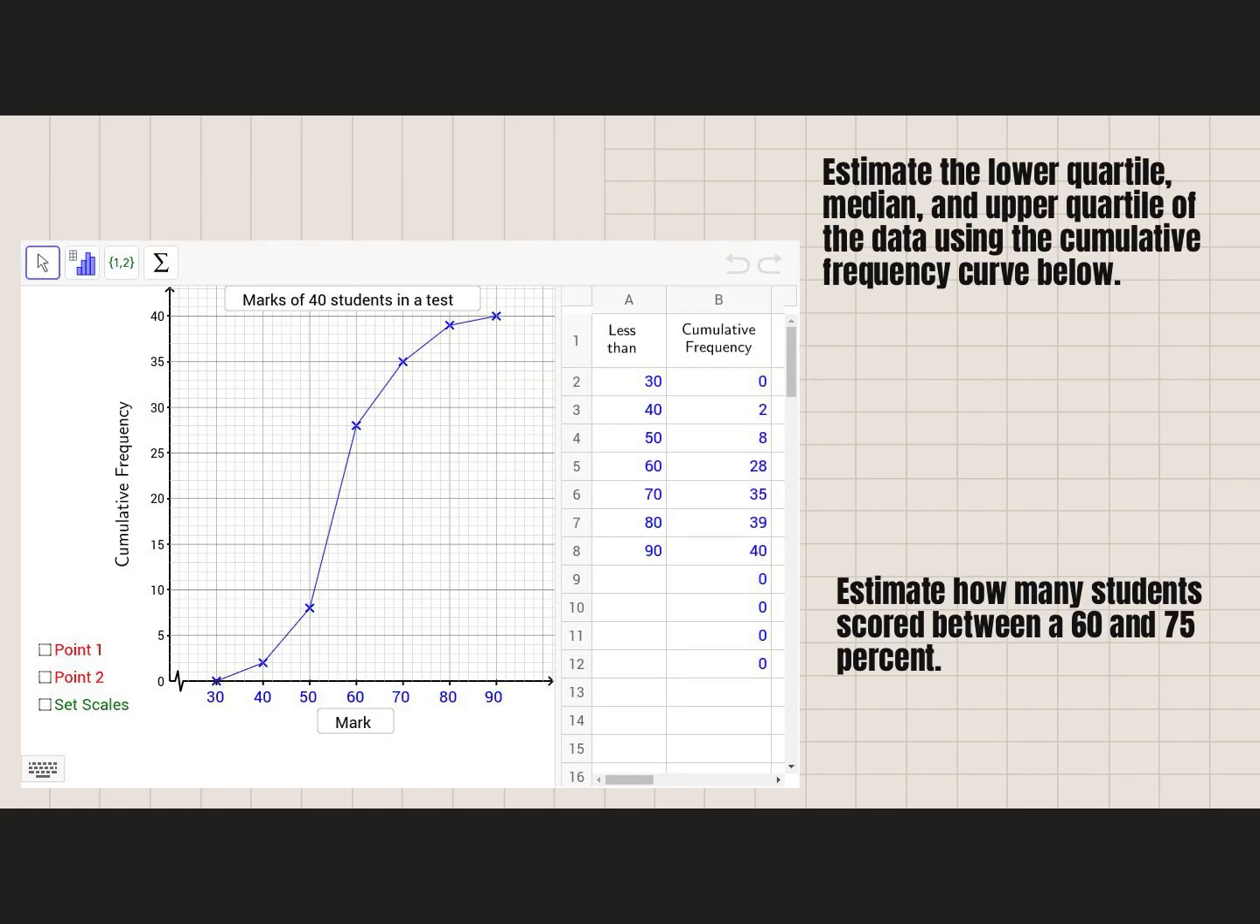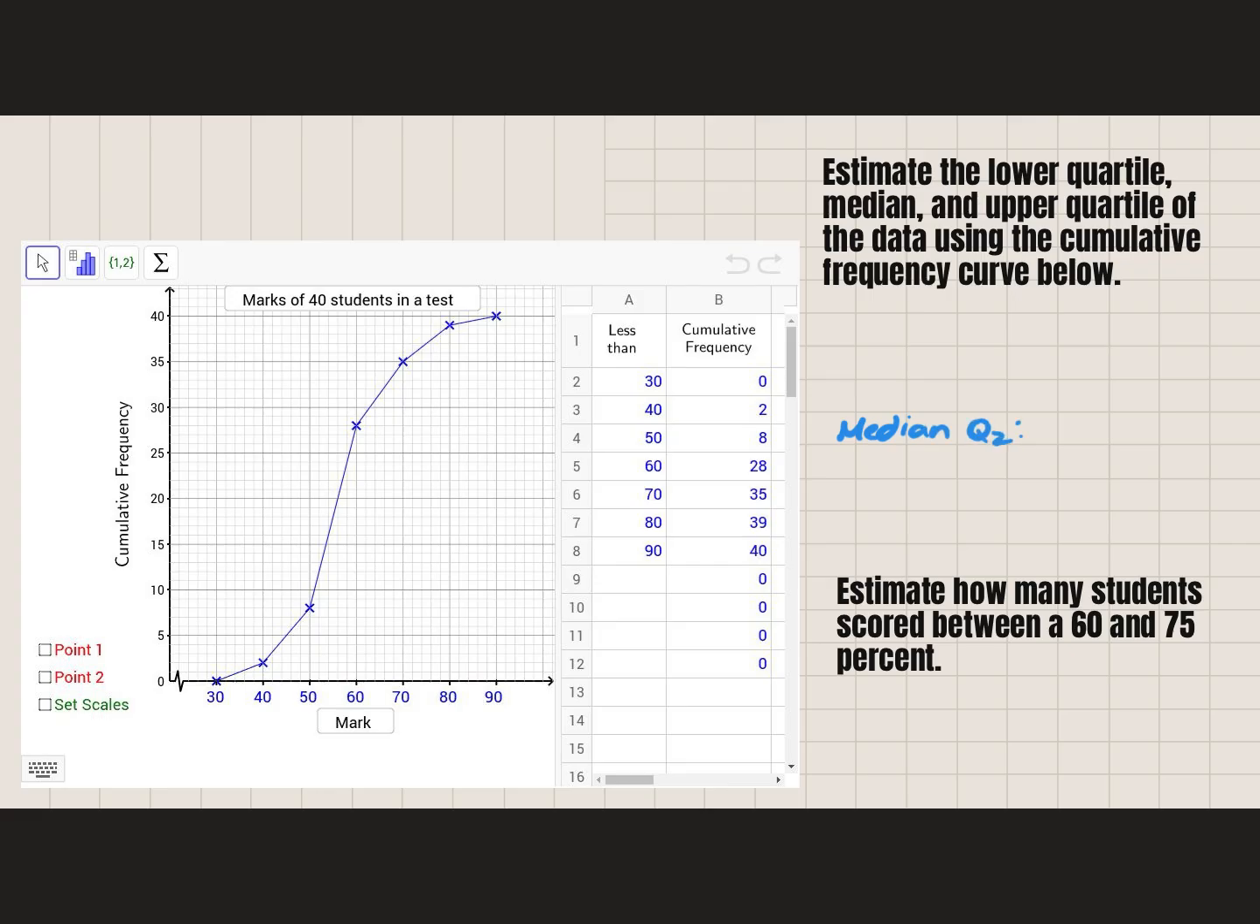So you probably see off to the left-hand side, I have an example of the marks of 40 students on a test, already put into a cumulative frequency curve, and it asks me to estimate the lower quartile, median, and upper quartile of my data set. So what I'm going to do for my Q, I think the median is going to probably be the easiest one to start with, so my Q2.